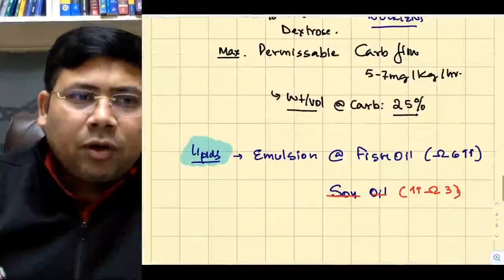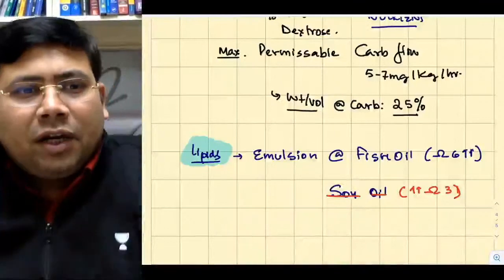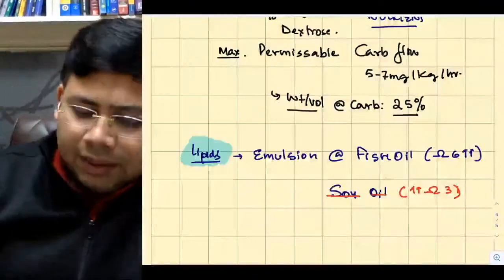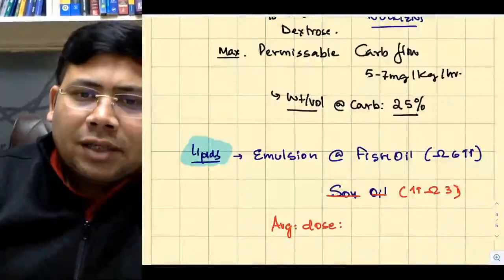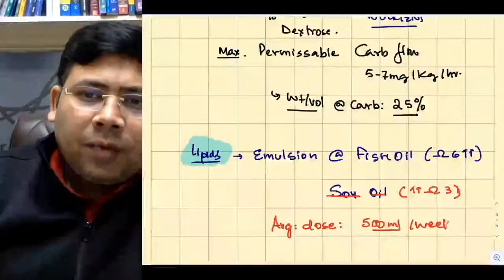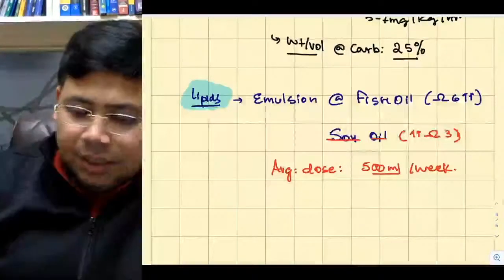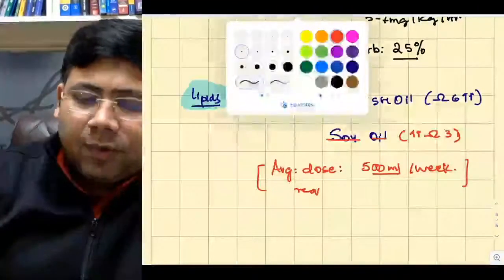This is very important. What is the average weekly dose that we require? The average dose required is 500 ml per week. 500 ml of lipid is required per week. A normal person requires 500 ml of lipids.